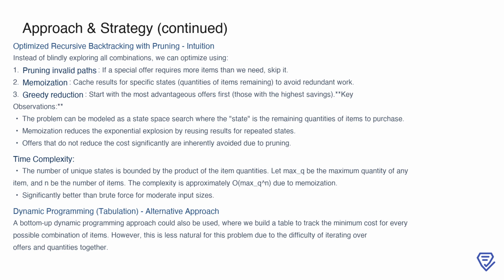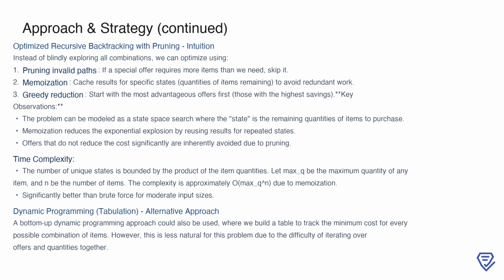Second, we use memoization to cache results for specific states, defined by the quantities of items remaining. This avoids redundant calculations for the same state. Third, we prioritize offers with higher savings, which reduces costs more effectively in the early stages of the decision tree. This transforms the problem into a state space search, where each state represents the current quantities of items left to purchase. By caching results for these states, we drastically reduce the exponential growth in computations.